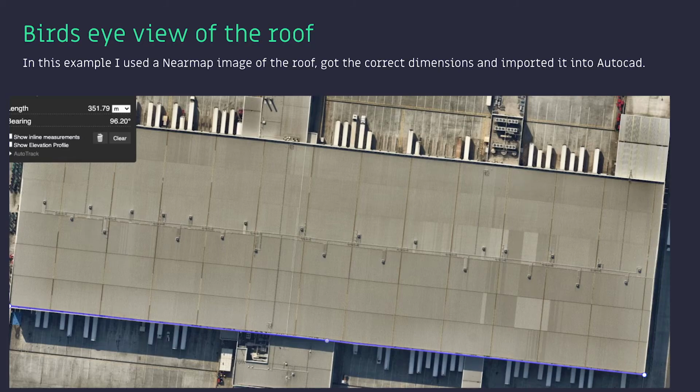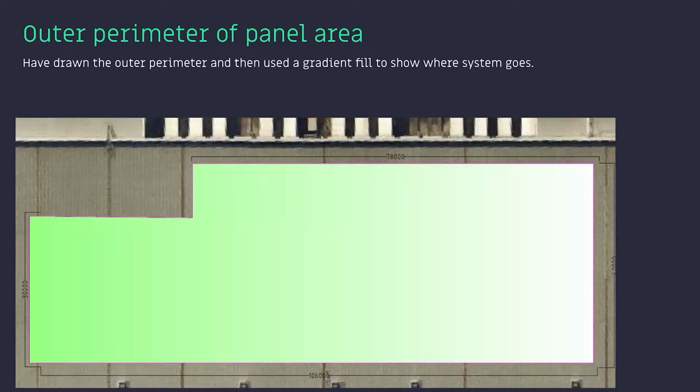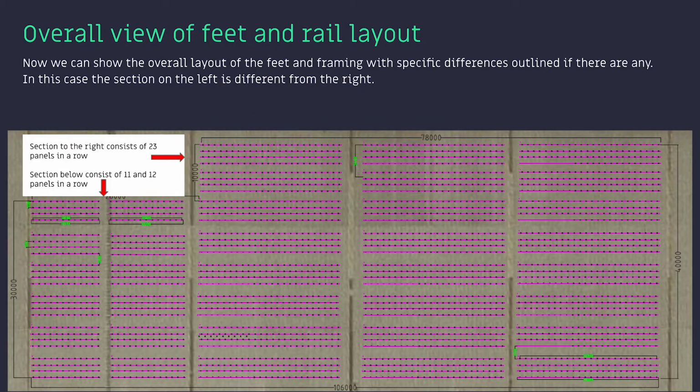Now, in this example, I've used a Nearmap image of the roof and got the correct dimensions and imported it into AutoCAD. And you can see that in the picture below. Now, I have drawn the outer perimeter, and then I've used a gradient fill to show where the system goes. Now we can show the overall layout of the feet and framing with specific differences outlined if there are any.